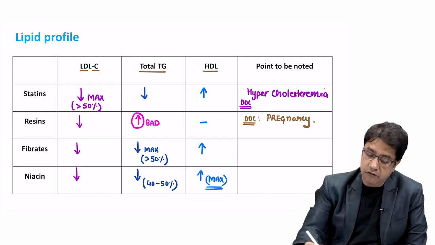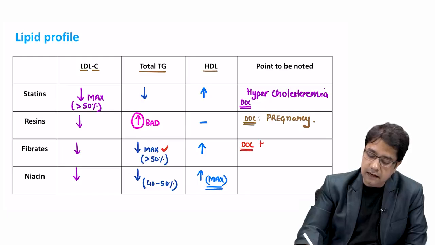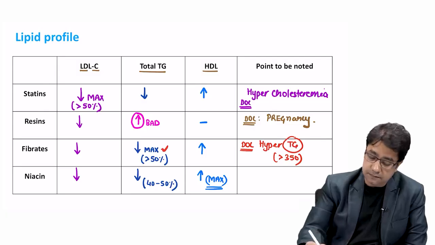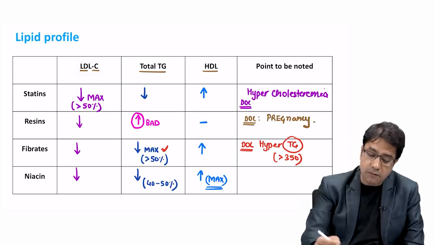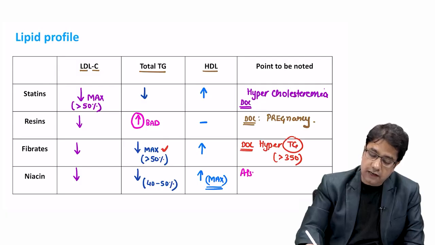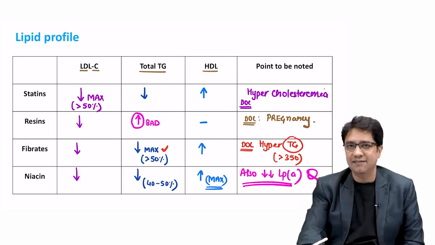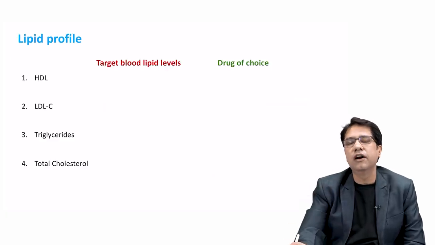What about fibrates? Fibrates are the drug of choice because they decrease triglyceride maximum. They are given for hypertriglyceridemia if triglycerides are more than 350. With niacin, we will write niacin is the drug of choice if you want to increase HDL level, but niacin is also the only molecule we have which decreases lipoprotein A levels. Which drug can reduce lipoprotein A levels? That is niacin.